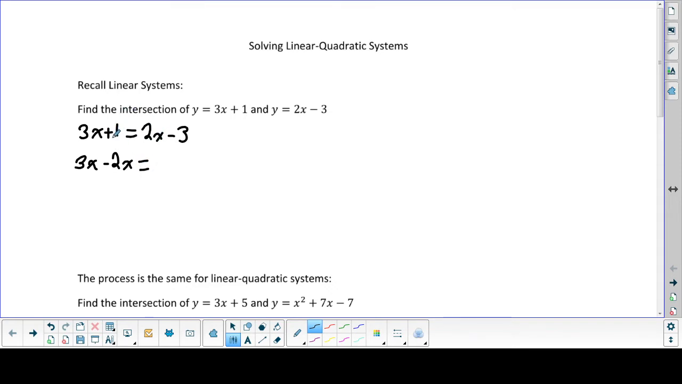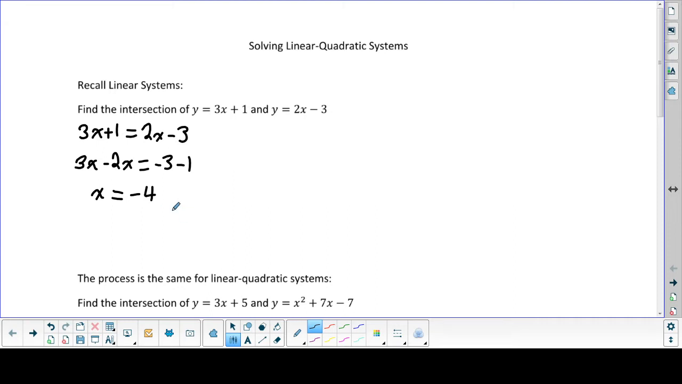And we want to bring the 1 to the other side, so we'll have to subtract it: -3 - 1. Now we'll collect like terms, and we just get x = -4. So we've got x as a number. That means this is the x value of our intersection point.